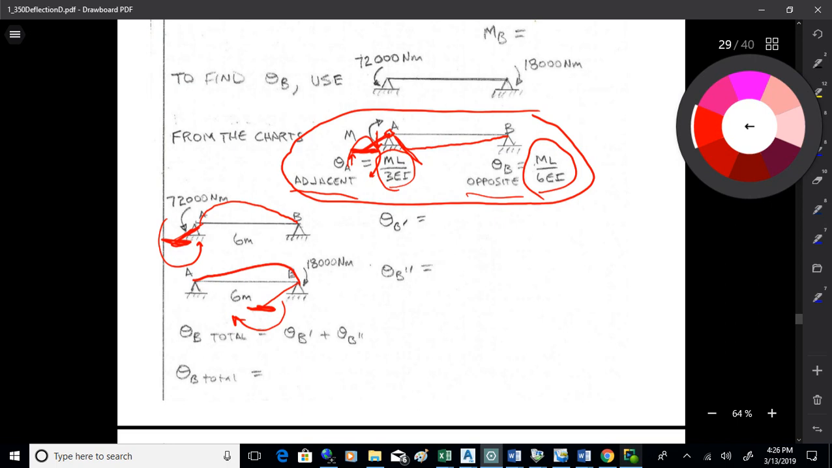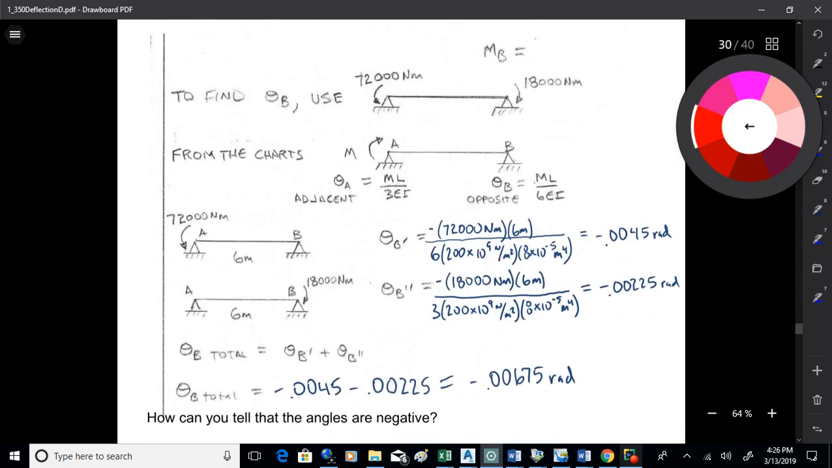So something like that. They both look like negative slopes to me. The first one is on the far side, the opposite side, away from the moment, so it's ml over 6EI. And the second one is next to the applied moment, so it's ml over 3EI.